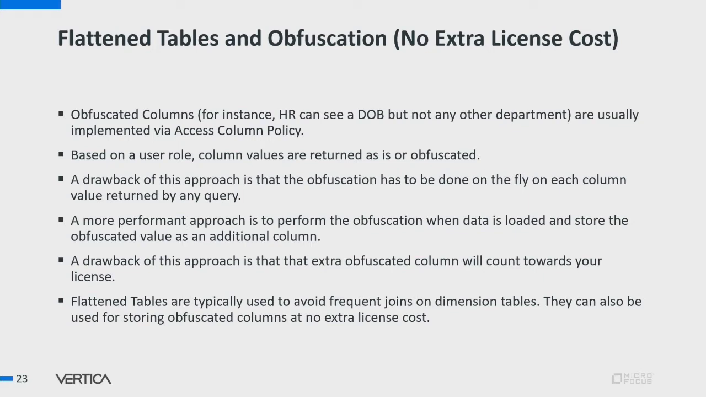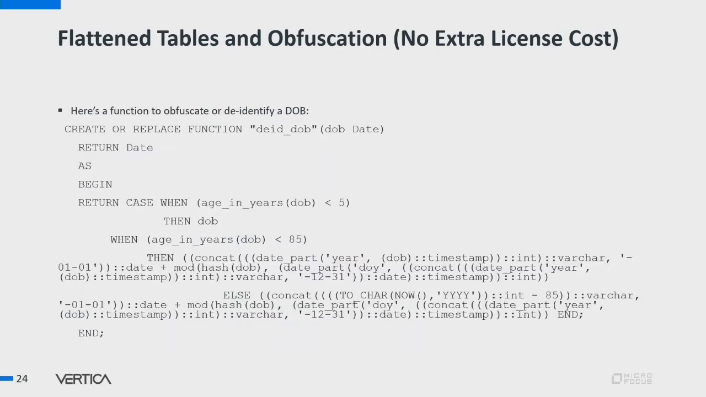So here come flattened tables, and flattened tables are typically used to avoid frequent joins on dimension tables. So a flattened table is essentially adding some columns, and the values of these columns are derived from a SQL statement, which typically is kind of a lookup into a dimension table. But we're going to see how flattened tables can also be used to store masked values and how you will not be incurring any license penalty for doing so. So we'll go through an example.